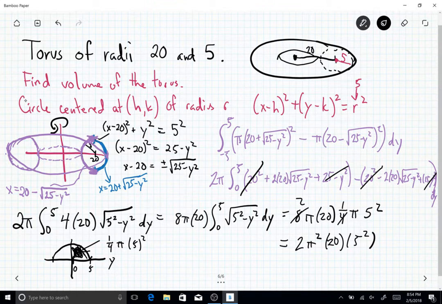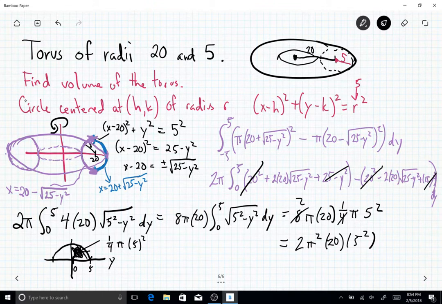And you could check and see if this holds in general, right? Notice the 2 and the pi squared shouldn't actually play a role at all. The only things that are really playing the big factors here are that 20 and that 5 squared. So you can change that for any general big R and little r that you want to have happen. So hopefully that makes sense in terms of how this torus volume works.